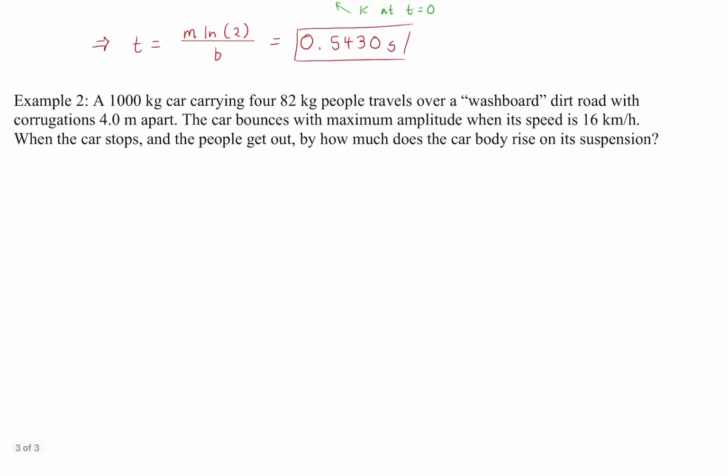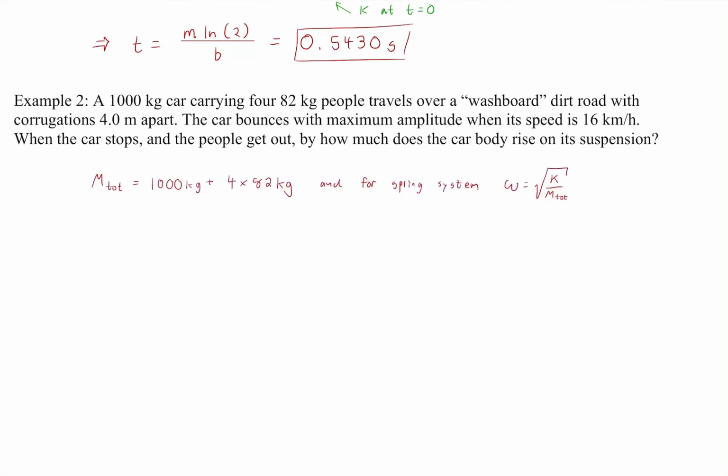A 1,000 kilogram car carrying 4 82 kilogram people travels over a washboard dirt road, the type with lots of bumps that are evenly spaced apart. The corrugations in the washboard are 4 meters apart, so that would be their wavelength. The car bounces with a maximum amplitude when its speed is 16 kilometers per hour. When the car stops and the people get out, by how much does the car body rise on its suspension? This is kind of neat because we're going to use this driven frequency to relate it to the natural frequency and go from there.